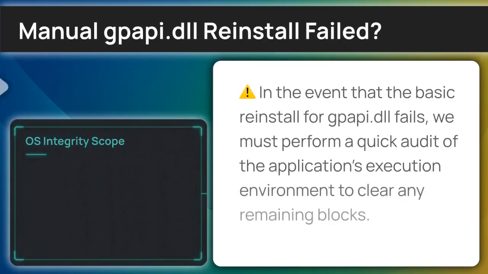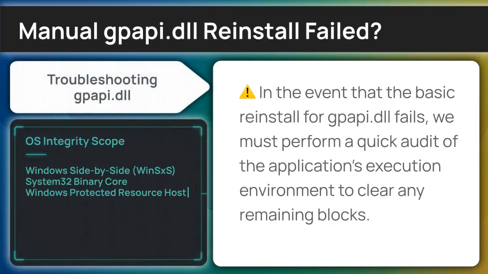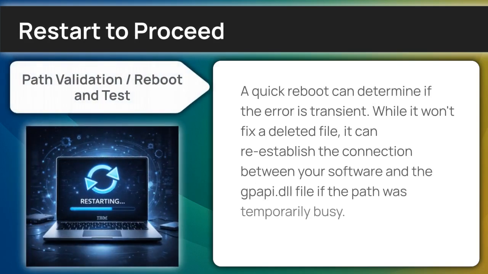If the application still won't initialize, we need to shift our focus to how the Windows loader is interacting with the library. A simple restart can resolve file-in-use errors that mimic a missing Group Policy API message. It's a low-effort step that ensures your operating system starts with a clean execution stack.